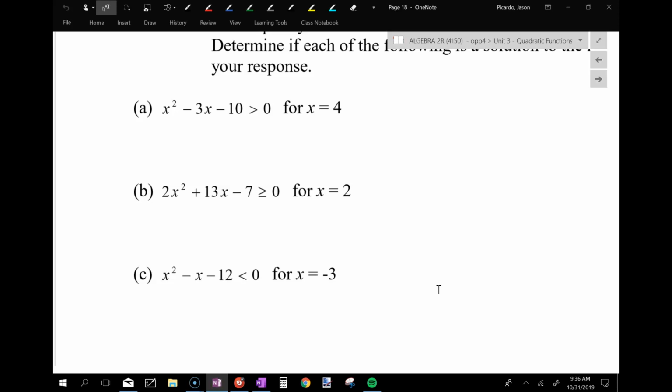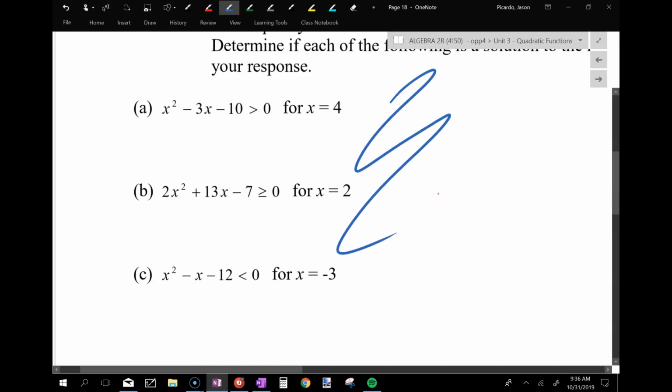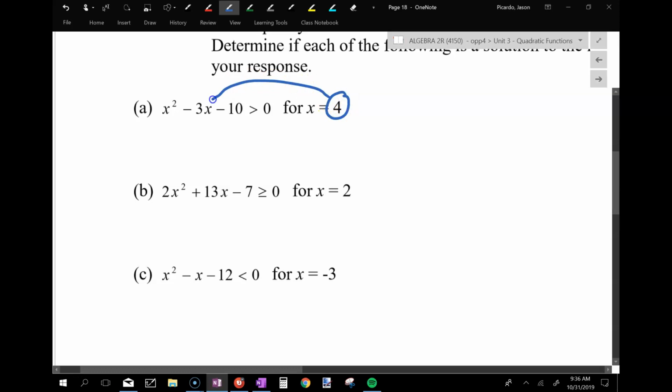So in this first example, what do I really want to do? I want to take 4 and do what with it? Plug it in. Yeah, I just want to take the 4 and plug it in.